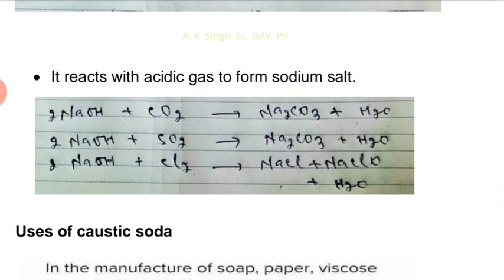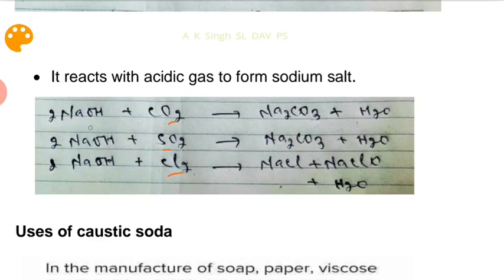Now the next reaction is it reacts with acidic gas to form sodium salt. Acidic gas means sulfur dioxide, carbon dioxide, chlorine, bromine, iodine, etc. These are acidic gases, but ammonia is a basic gas. So it reacts with acidic gas only, not basic gas, because it is a strong base.